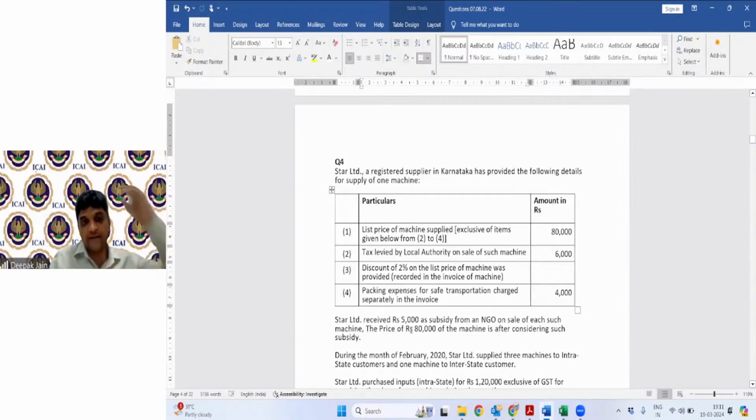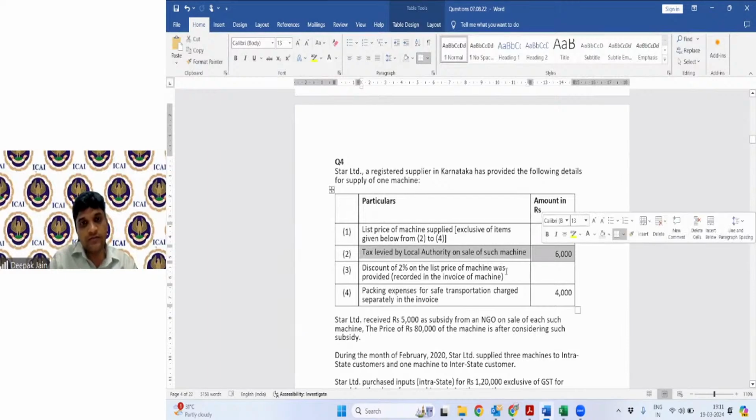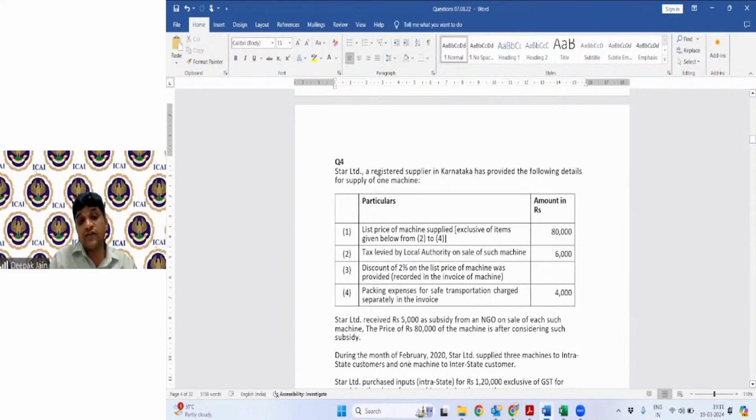That means this price is separate. Tax levied by local authority on sale of such machine. Okay, when I sell the machine, the local authority also charges something, because it's a special machine, so the local authority also has to charge, to the extent of 6,000 rupees. These are the details for supply of one machine.